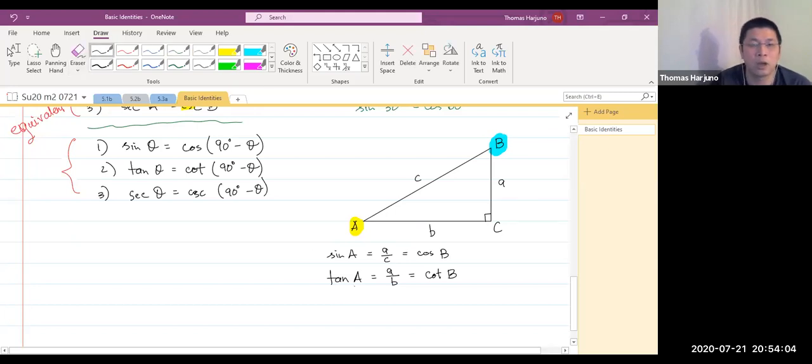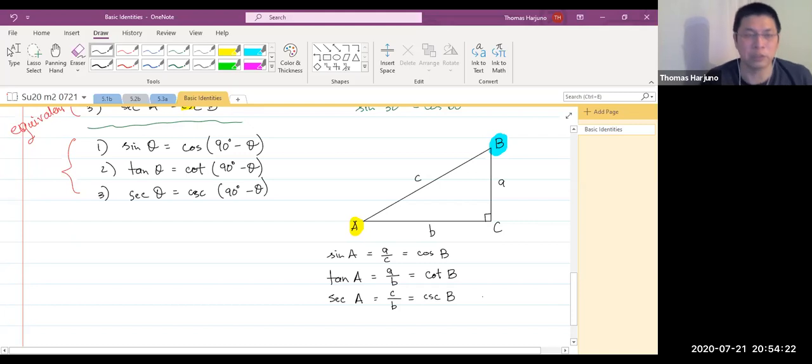And last one, how about secant A? Secant A is C over B. But C over B is also cosecant B. So the proof here is more about visualization.